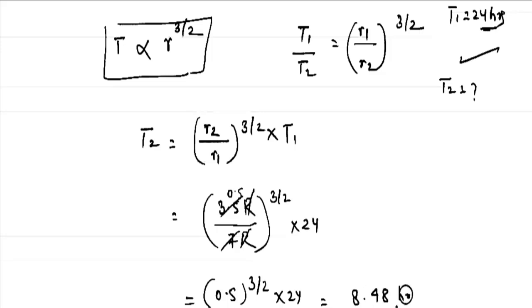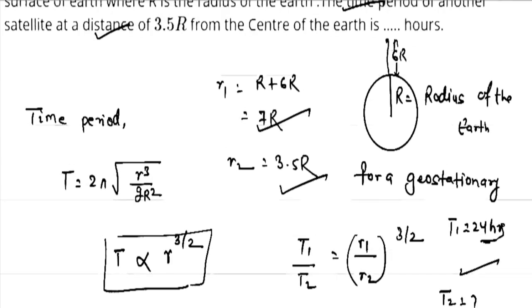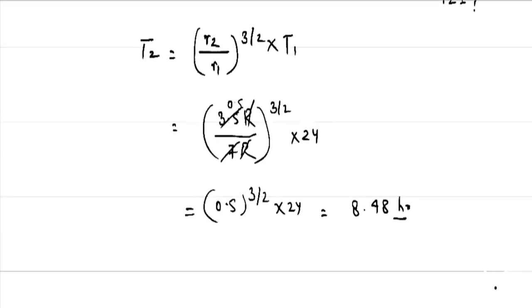This comes out to be 8.48 hours. So in this question we have to find the time period for another satellite. So time period for another satellite, T2, is equal to 8.48 hours. Thank you.